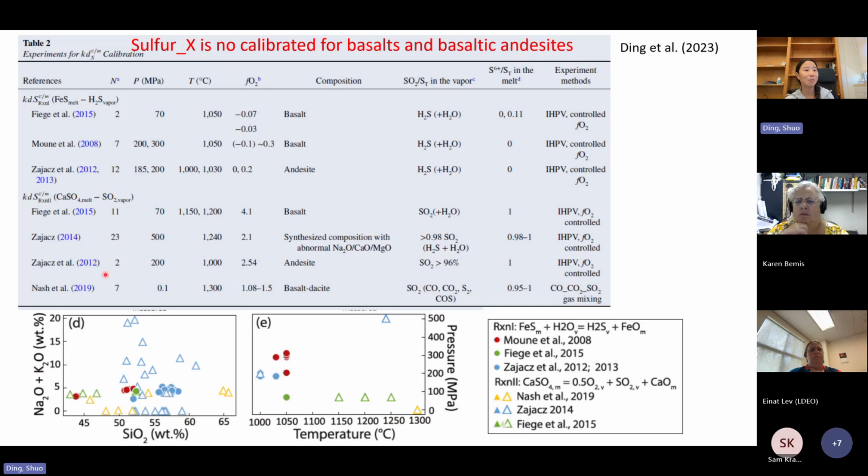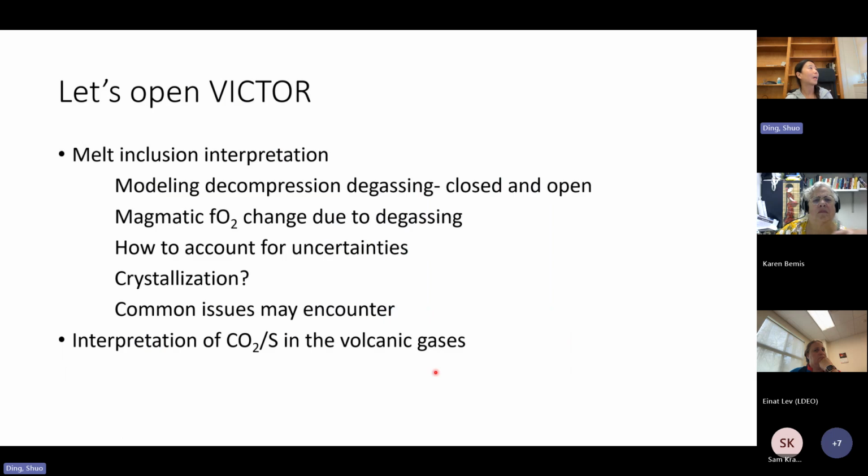So do keep in mind if you decided to use it for dacite or rhyolites, these sulfur X might not be for it. There are fewer models for modeling the more felsic compositions. So that's definitely a need. Yeah, so that's that. So this is the pressure, temperature range. So for sulfur degassing or experiments in general, there is a lack of high pressure experiments here. Okay, so that's all the degassing mechanism.